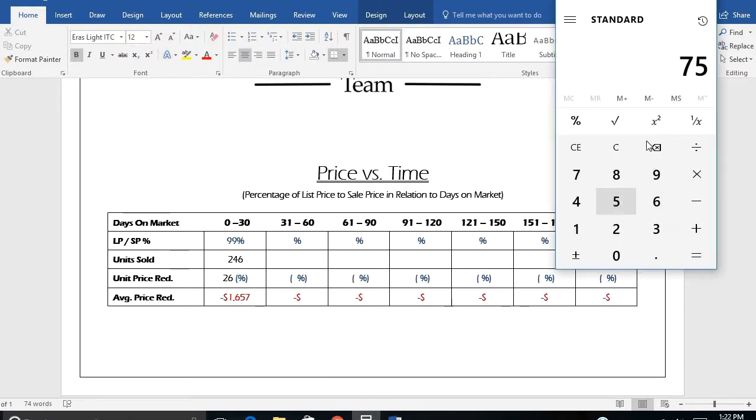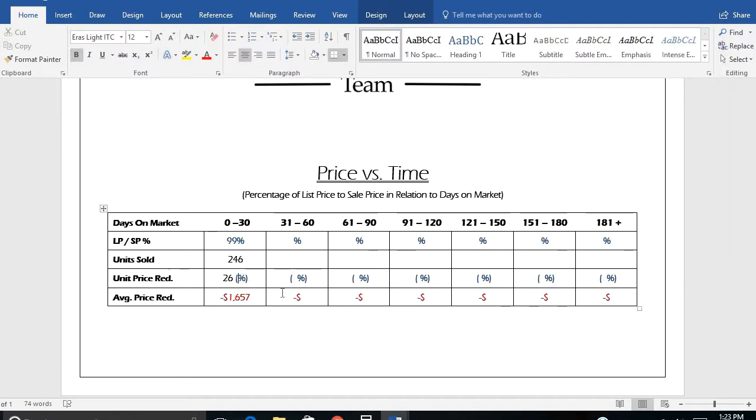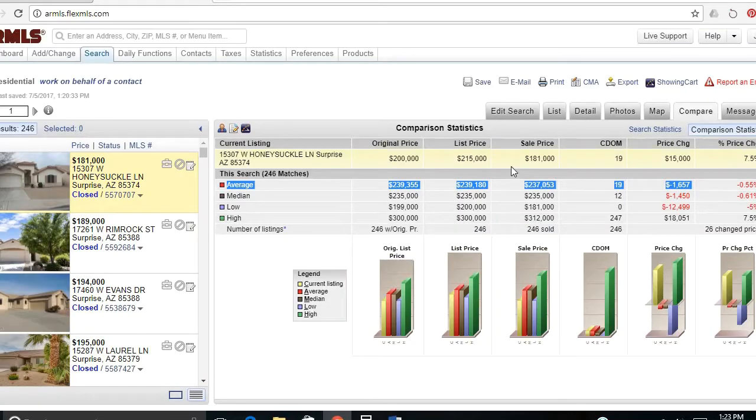So we'll take 26 divided by 246, 10%. So only 10% dropped their price on average, not even 1%. Okay, pretty good numbers. All right, so that's it per column. So all we need to do now is just kind of rinse and repeat.